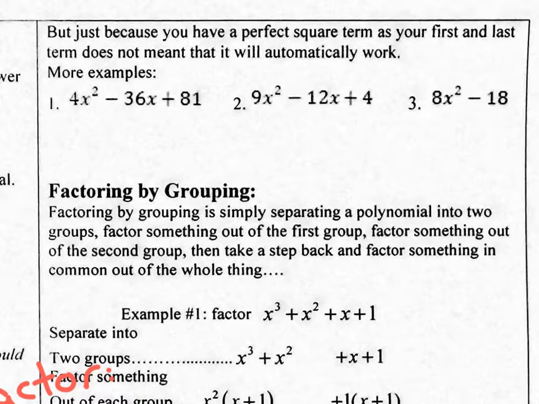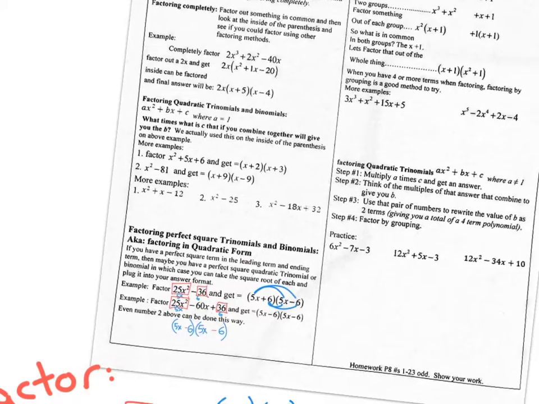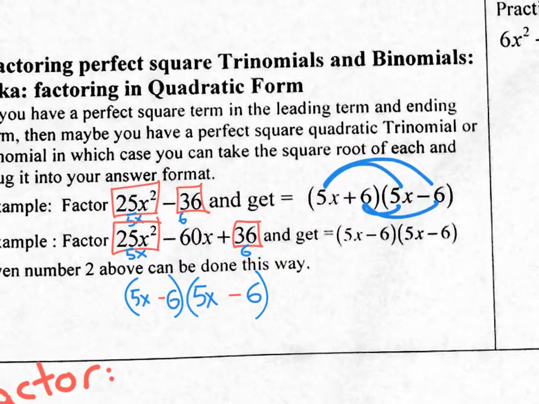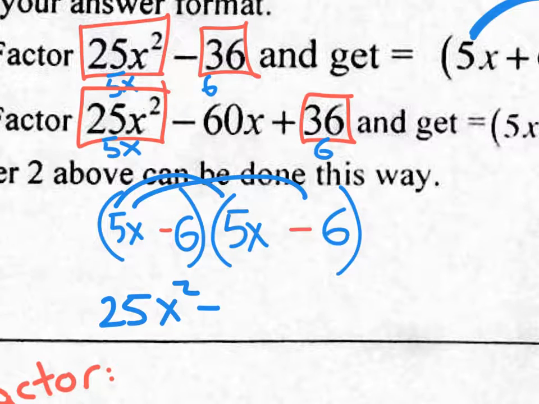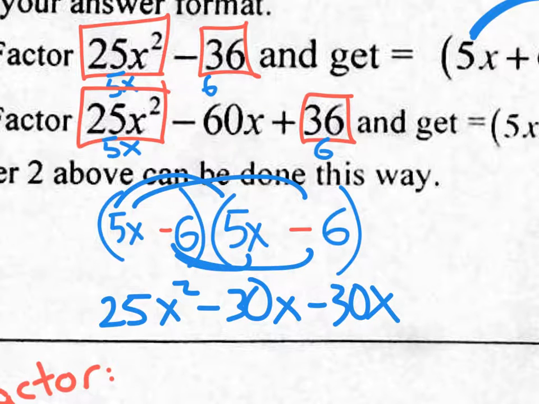And again, it says, just because you have a perfect square term as your first and last term, it does not mean that it will automatically work. So in other words, we need to check, we need to verify. Down here we didn't quite verify this. Let me verify it really quick. 5 times 5 is 25 with an x squared. 5 times negative 6 is negative 30x. Negative 6 times 5 is another negative 30x. And negative 6 times negative 6 is positive 36.